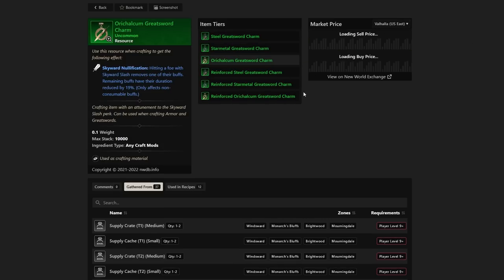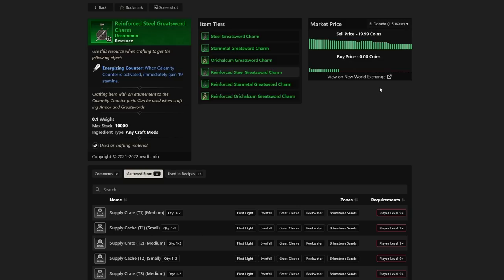If we take a look a little bit farther down, though, Skyward Nullification is selling for about 10K across multiple servers. You can see 5K there, 10K there again, 10K, and then a 7K. So probably an average of about 7.5K for the Skyward Nullification. If you guys are looking this up in your storage, by the way, search by this term there, Calcum Greatsword Charm. That's how you're going to find these.